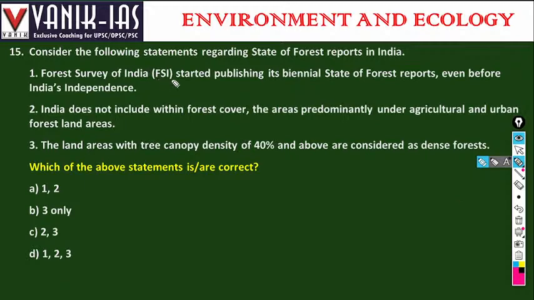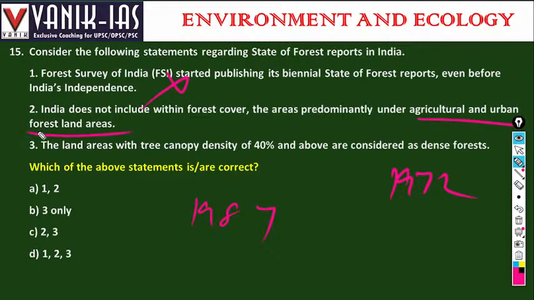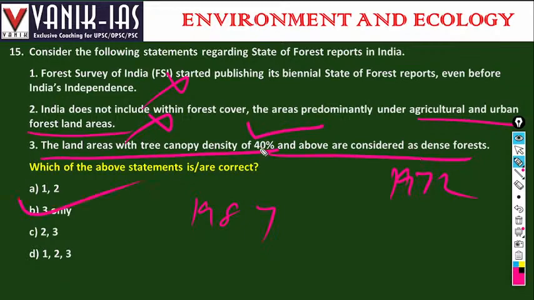First statement is wrong because the Forest Survey of India started biennial state of forest reports in 1987. Why? Because environmental consciousness itself developed after 1972. Nobody was serious before 1972 regarding environment. So by logic you can say this is wrong. Nobody includes within forest cover areas under agriculture and urban forests. Why would urban forest land areas be included in forest cover? So obviously this is wrong. The land areas with canopy density more than 40% and above are called dense forest areas. So B option will be the right answer.